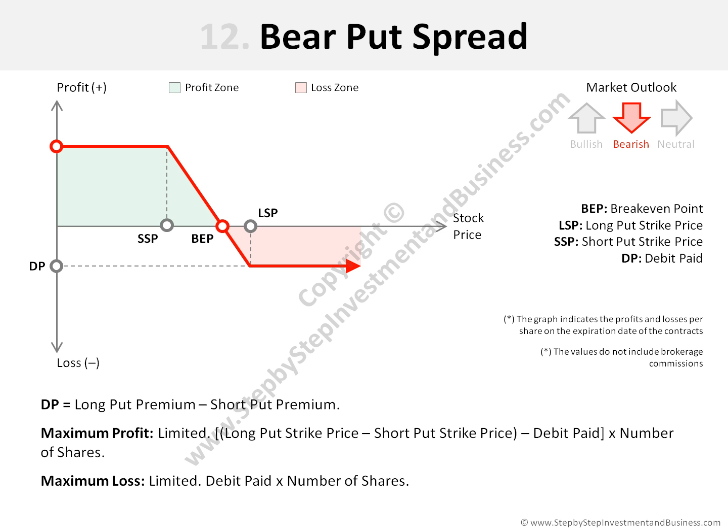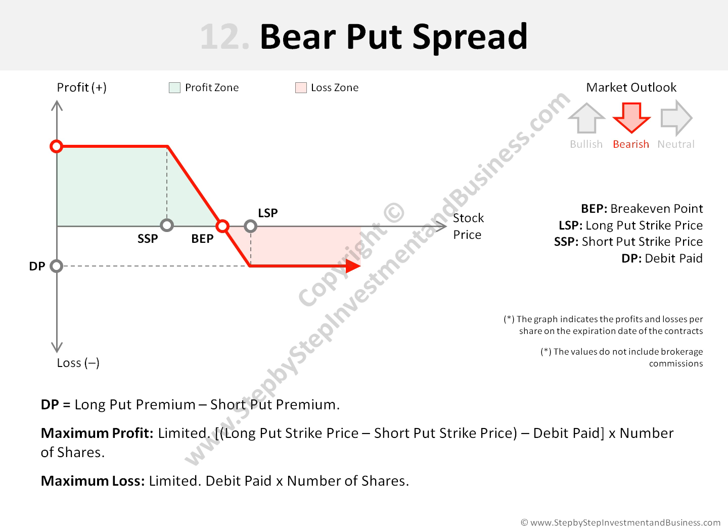The debit paid to initiate the position is given by the difference between the premium of the long put and the premium of the short put. That is, it is the difference between the premium paid and the premium received. As the short option has a lower strike price, the premium received is lower than the premium we must pay for the option with the higher strike price.